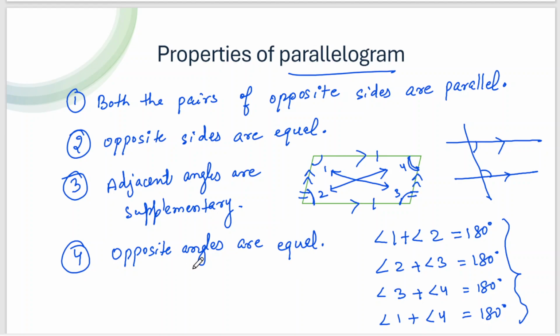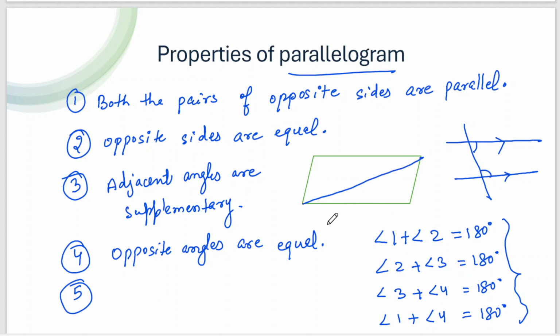Okay. Now, fifth point, I'm going to discuss the diagonals. So, now let us discuss some concepts related to diagonals. Now, you know what a diagonal is? Diagonals are the line segments that connect opposite vertices. So you can say we have one diagonal and we have another diagonal. Okay. The most important point is that both diagonals bisect each other.